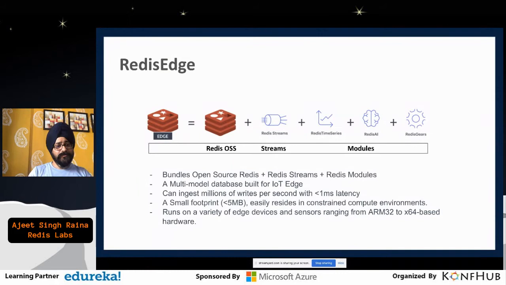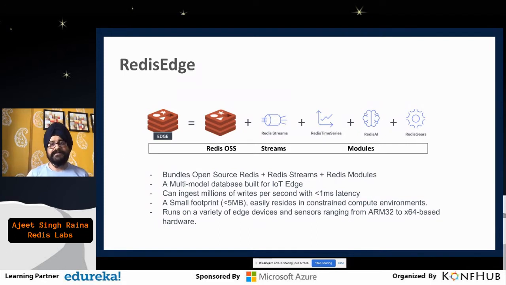Now let's talk about Redis Edge. Redis Edge is basically a combination of Redis modules as well as Redis OSS. OSS is open source software. So we have the Redis open source version in combination with streams. Streams you can think of as something like Apache Kafka, where a huge amount of data comes in and it accommodates it, right? And then you have modules.